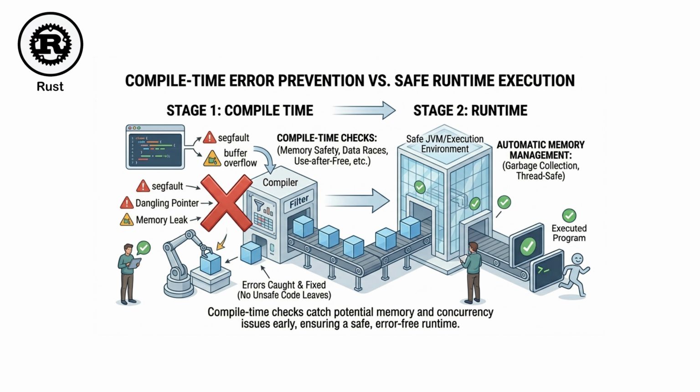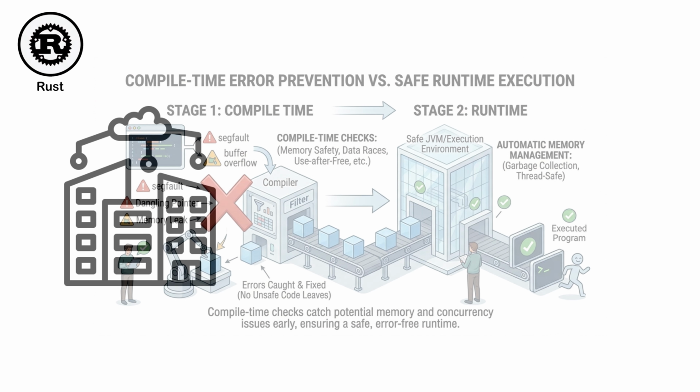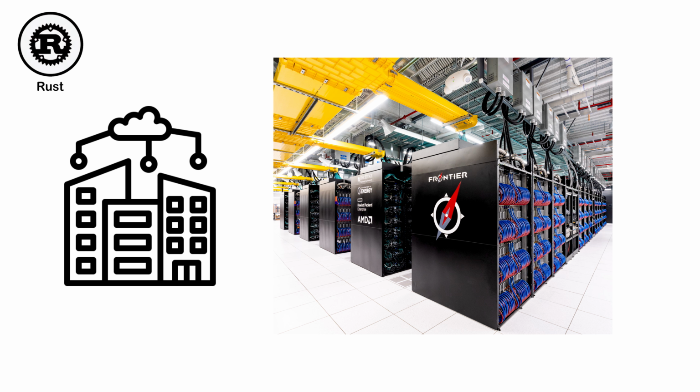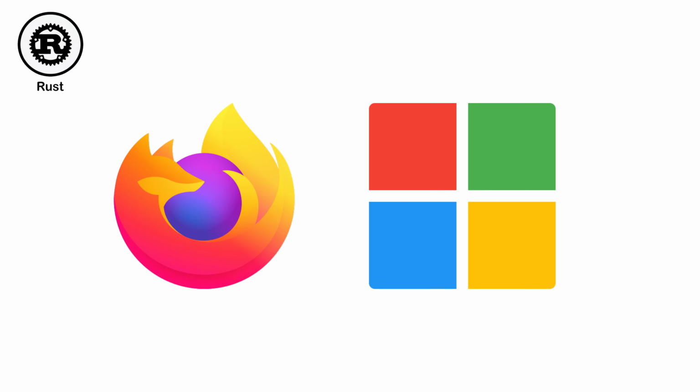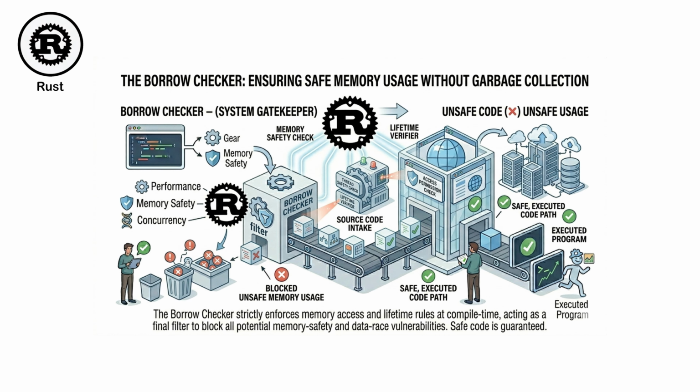Think of it as the compiler acting like a strict editor that refuses to let you publish a mistake. Major tech companies have started using it for systems where both performance and security matter. Mozilla used it to build parts of the Firefox browser, and Microsoft has been integrating it into Windows. The limitation is the learning curve. Rust's memory system, called the borrow checker, enforces rules that feel unfamiliar at first and can take weeks before they start to click.